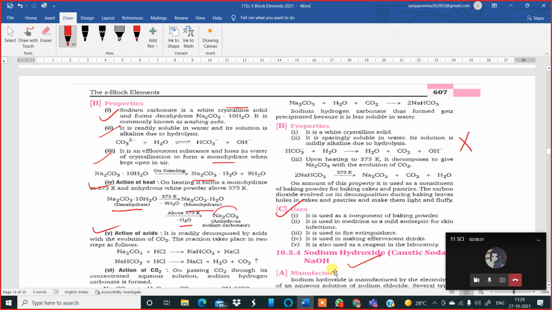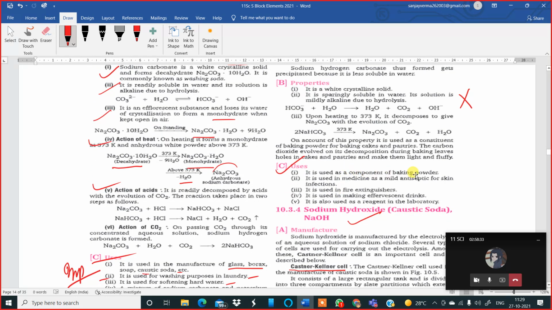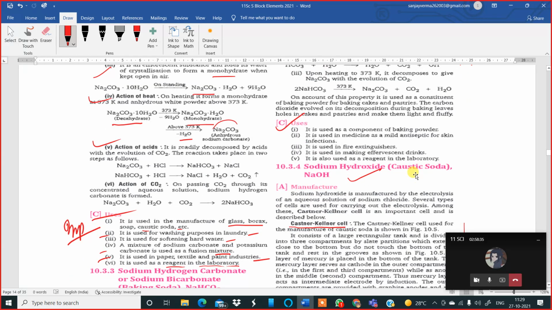Now, this sodium bicarbonate is used as a component of baking powder. The baking powder which you go and buy from the grocery shops, that is sodium bicarbonate. It is used in medicine as a mild antiseptic for skin infection. So if your skin is burning, if there is skin irritation, you can take some baking soda and put it over there.